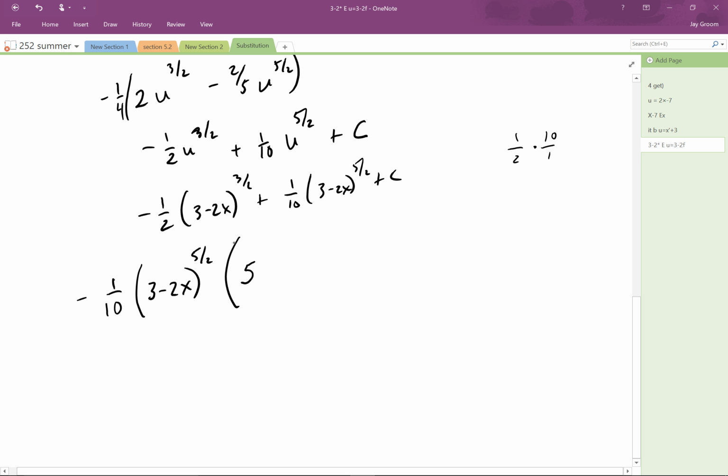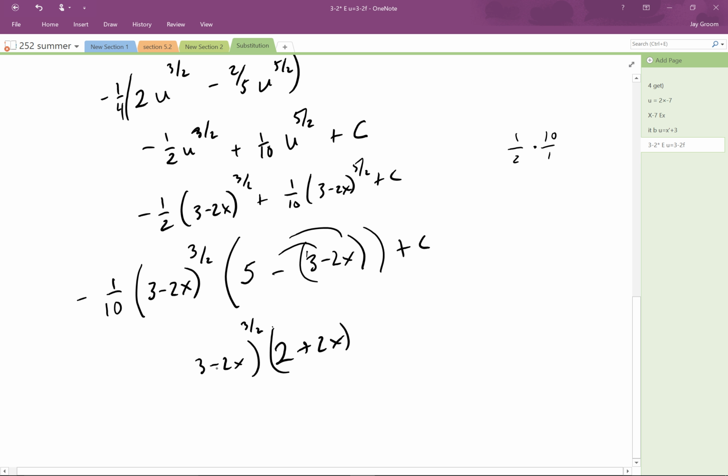Well, that's strange. Actually, your book would have done that. They would have taken out 3 halves, and they would have gotten just 5, because this would have gone out. Okay, well, if you take 1/10 out of this, you're going to get minus because it's a negative. And then you're going to end up with 3 minus 2x to the 2's power, right? Which is to the first power. And then they'll distribute that through, and you're going to get 5 minus 3 is 2, plus 2x. Anyway, the reason I show that is because your book is notorious for doing stuff like this.